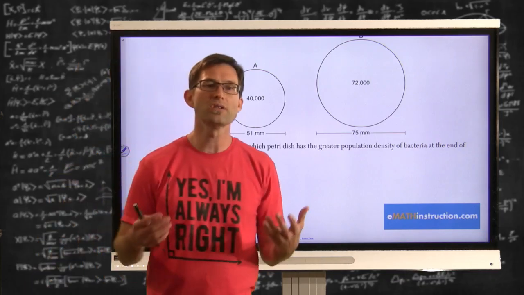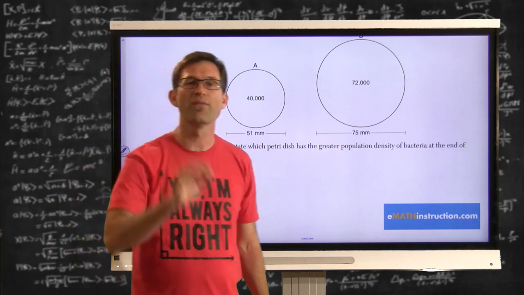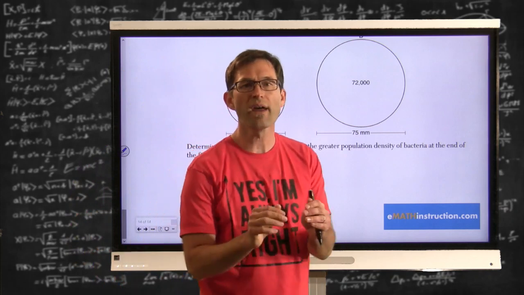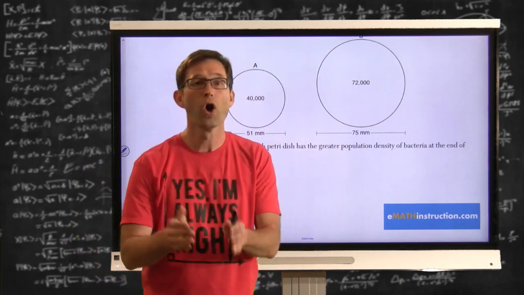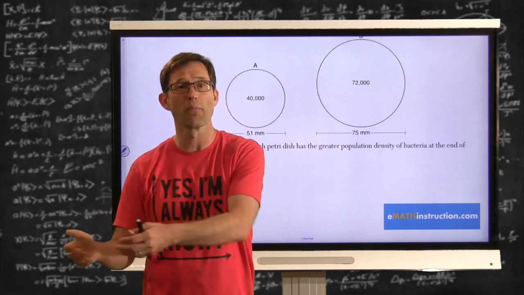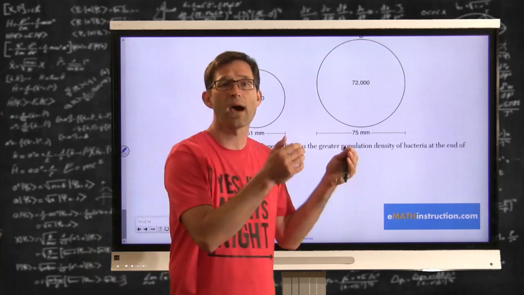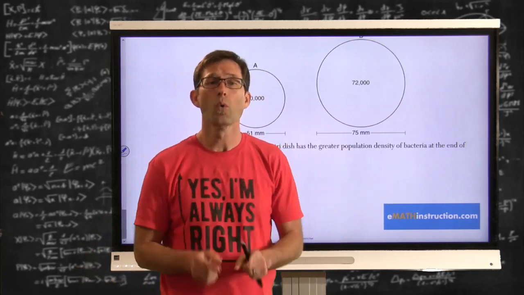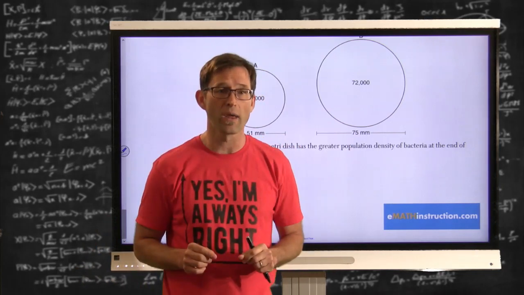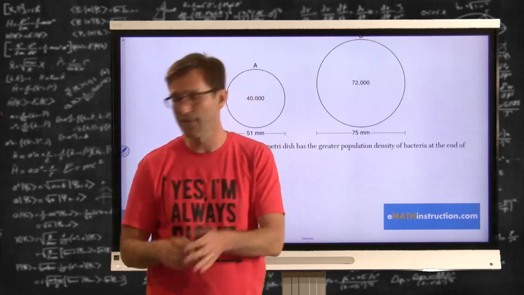So population density means you're gonna take the number of bacteria and divide by the area, because I wanna find out how many bacteria there are per square millimeter in this case. It could be how many people per square mile, it could be how many llamas per square meter. In this case, it's how many bacteria per square millimeter, which means I gotta figure out the area of both circles and then take the populations and divide them by those areas.